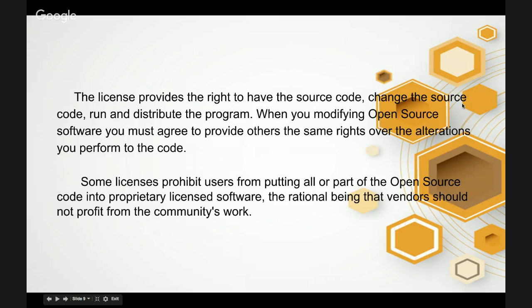The license provides the right to have source code, change the source code, run and distribute the program. When modifying open source software, you must agree to provide others the same rights over the alterations you perform to the code. Some licenses prohibit users from putting all or part of the open source code into licensed software, the rationale being that vendors should not profit from the community's work.